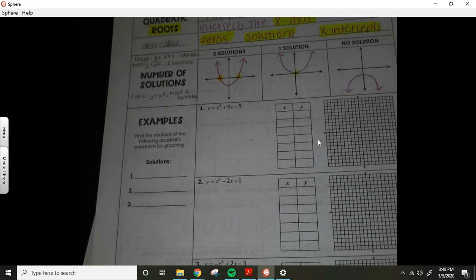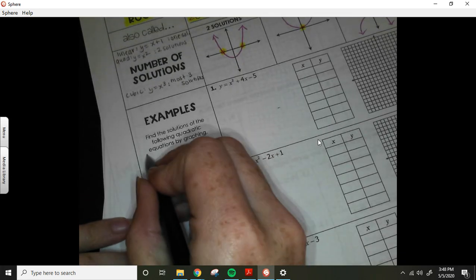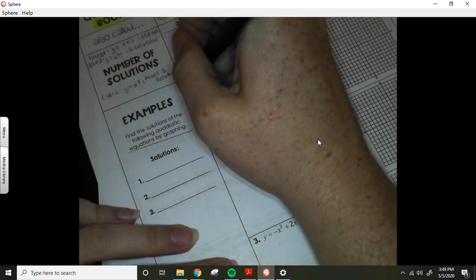Just like in systems, there's always a couple of ways to find answers, and as always, the least likable way is first. So we're going to graph more quadratic equations so I can show you what it means to find the root. It's asking you to find the solutions of the following quadratic equations by graphing. These are your directions. So again, the first thing we do when we start to graph is find the vertex.